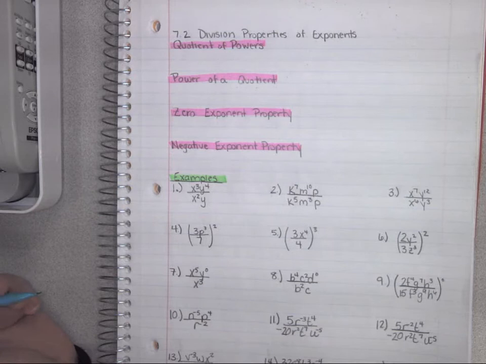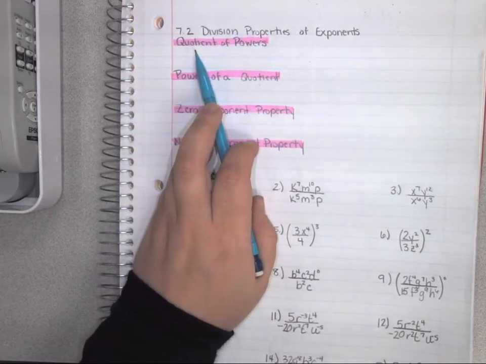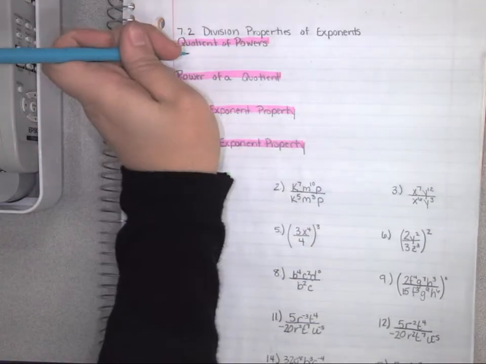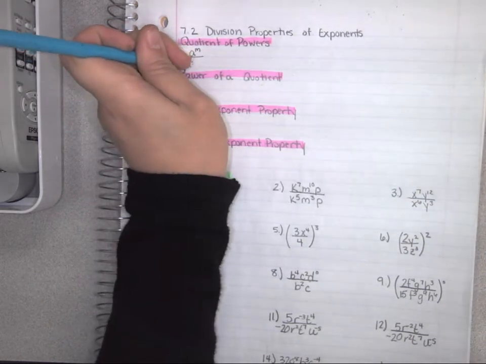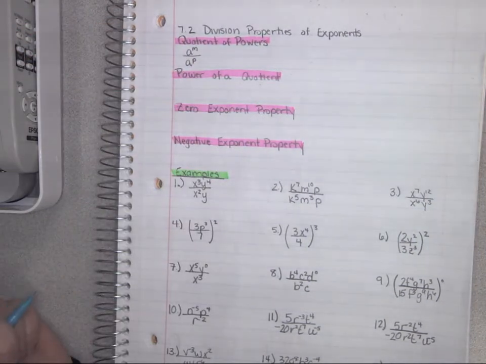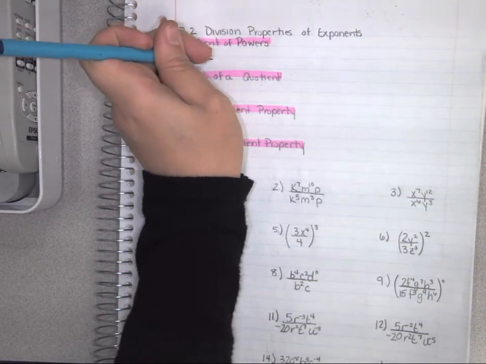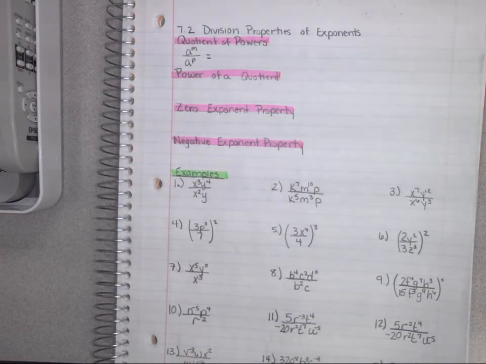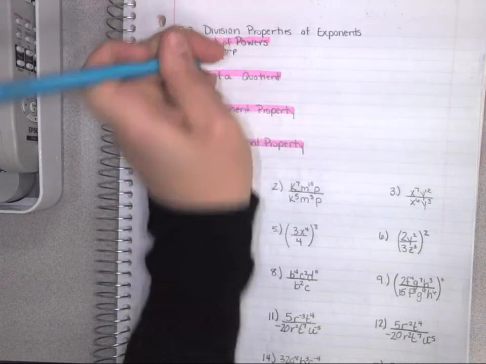Now the first one is called the quotient of powers. We just talked about the product of powers, and now we're talking about the quotient of powers. This one is a to the m power divided by a to the p power. When we multiplied whole numbers, what did we do with our exponents? We added them. So when we divide, what do you think we're going to do with our exponents? Subtract them. So you're going to do a to the m minus p.